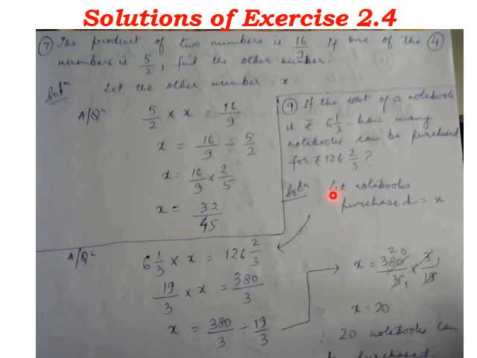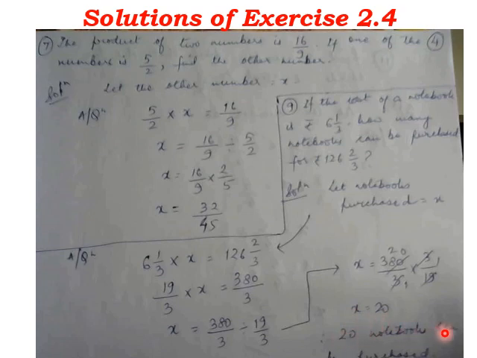So same thing. Let the notebooks purchased be x and the cost of one notebook is given as 6 whole 1 by 3. Then 6 whole 1 by 3 into x is equal to 126 whole 2 by 3, which will be simplified as 19 by 3 into x is equal to 380 by 3. Transposing the multiplication to the opposite side and dividing, x is equal to 380 by 3 divided by 19 by 3. Changing the division sign to multiplication sign and inverting the other fraction, 380 by 3 into 3 by 19. When you solve it, you will get x is equal to 20.